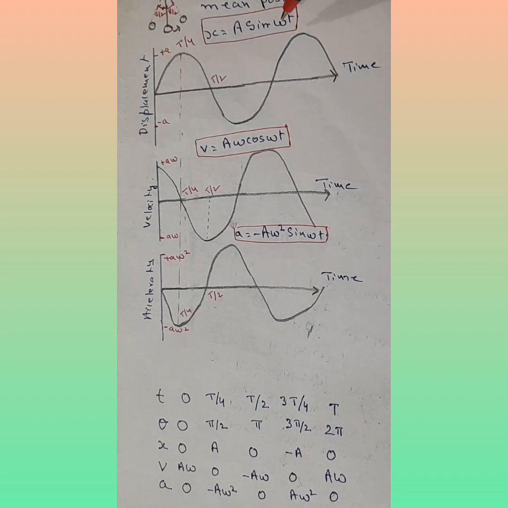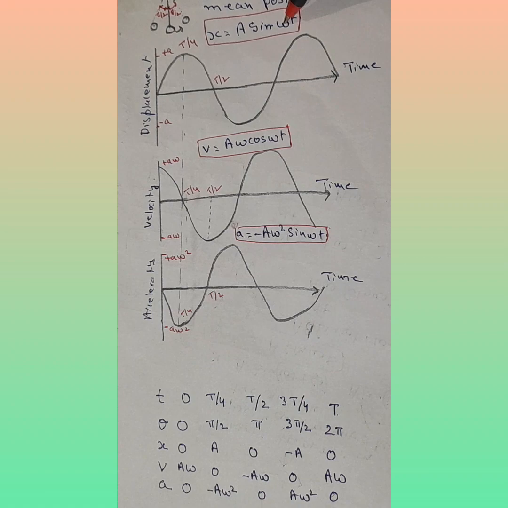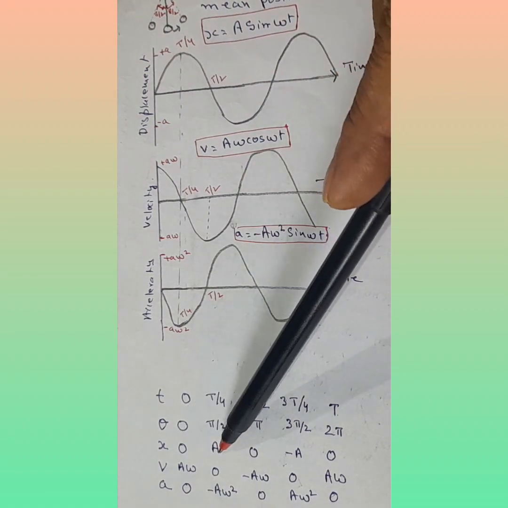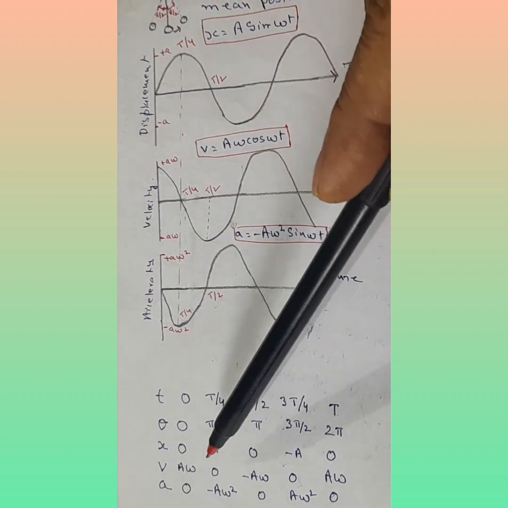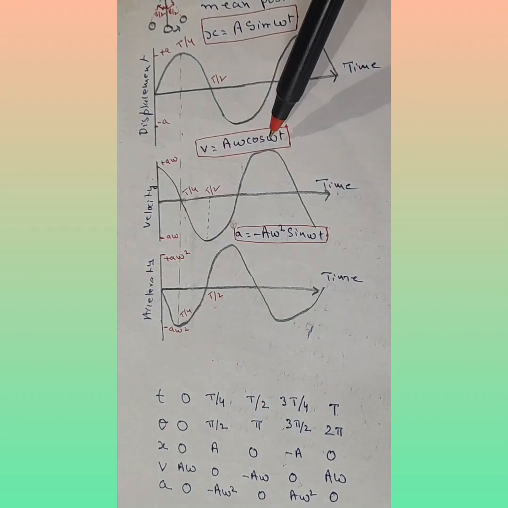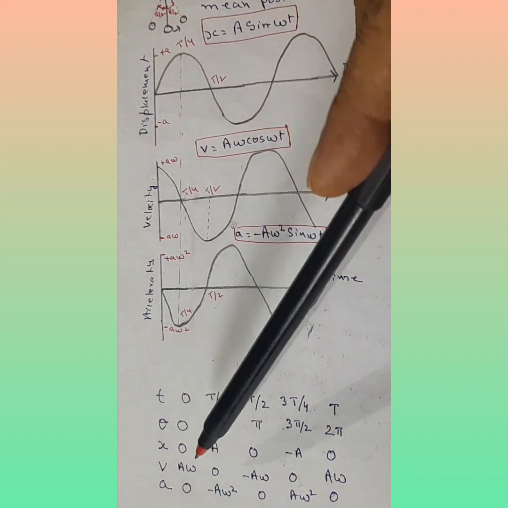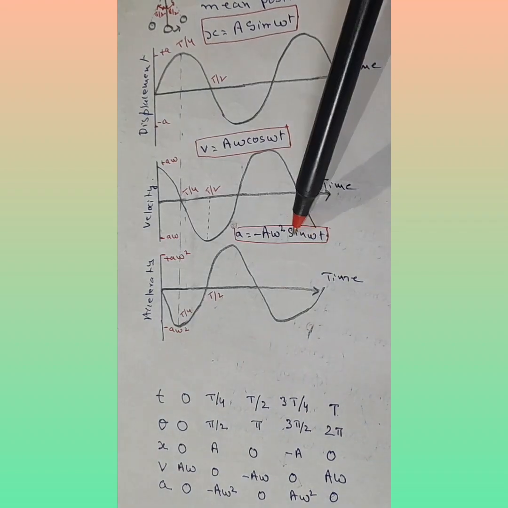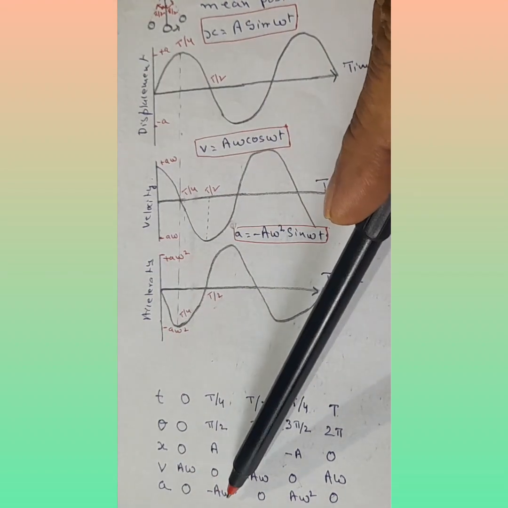So let's substitute pi by 2 everywhere. Sine 90 we know is 1. So at T by 4, theta is pi by 2, so displacement is a. For velocity it is cos, and cos 90 is 0. So velocity is 0. And then again acceleration is sine, so this becomes 1, so it is minus a omega square.